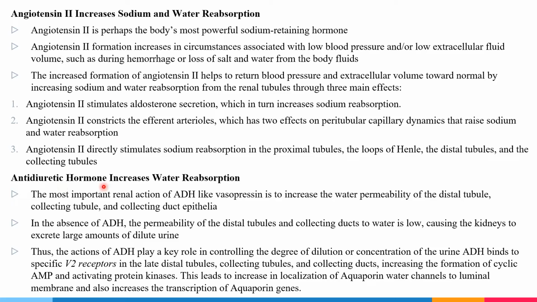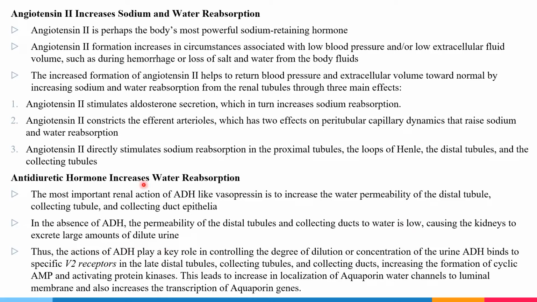The antidiuretic hormone increases water reabsorption. The most important renal action of ADH, like vasopressin, is to increase the water permeability of the distal tubule, connecting tubule, and the collecting duct epithelia. In the absence of ADH, the permeability of distal tubules and collecting ducts to water is low, causing the kidneys to excrete large amounts of dilute urine.